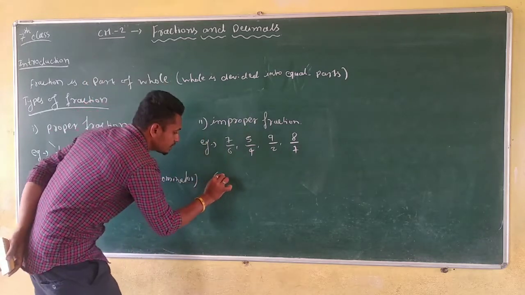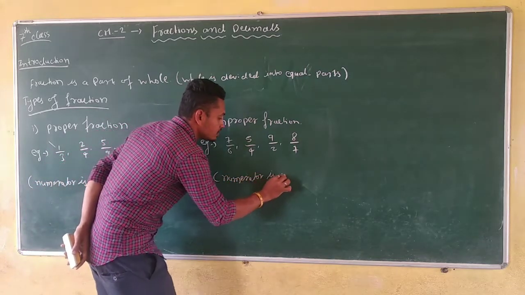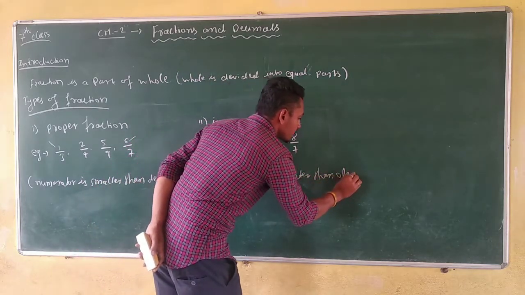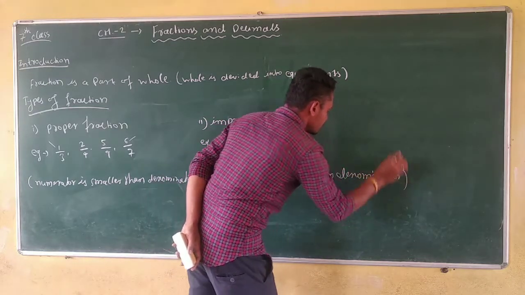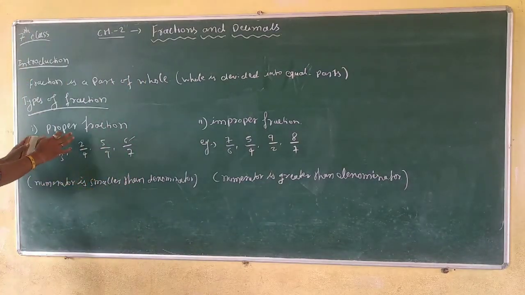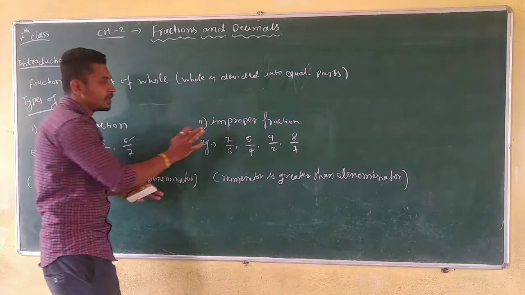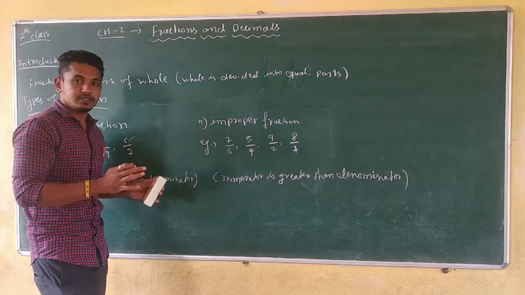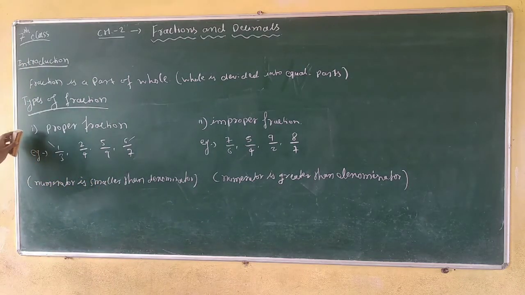Please remember, in a proper fraction, the numerator is always smaller than the denominator, and in an improper fraction, the numerator is always greater than the denominator. Okay, so now move towards the next types. Please note down these two types.